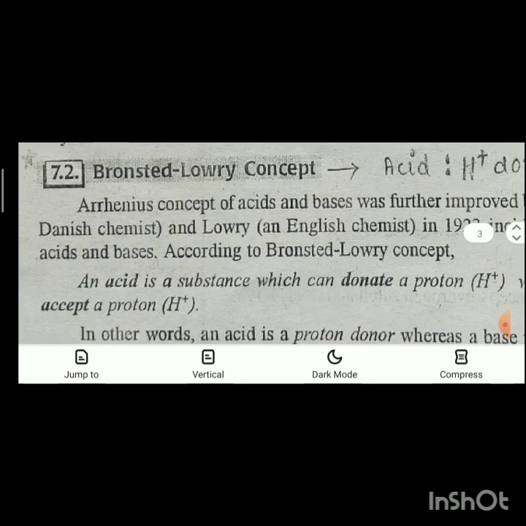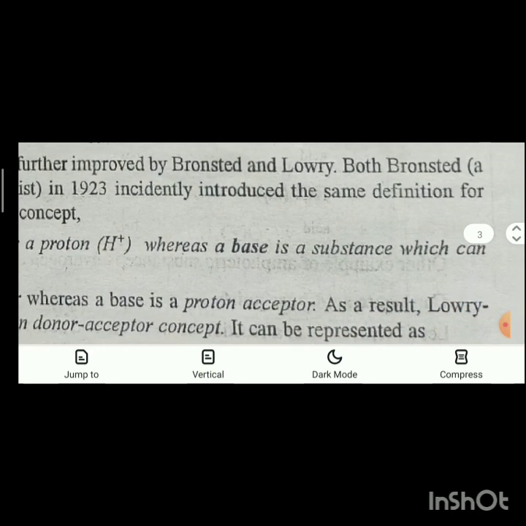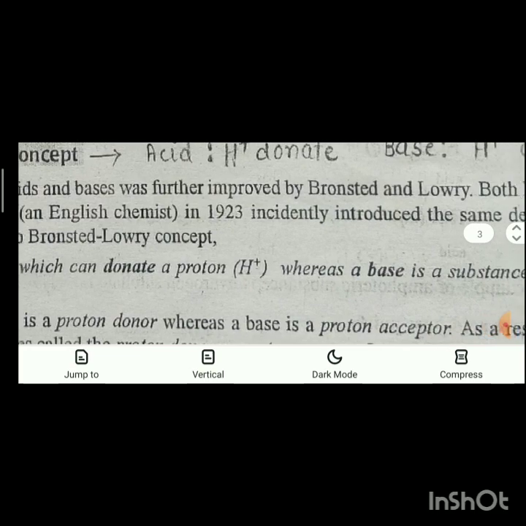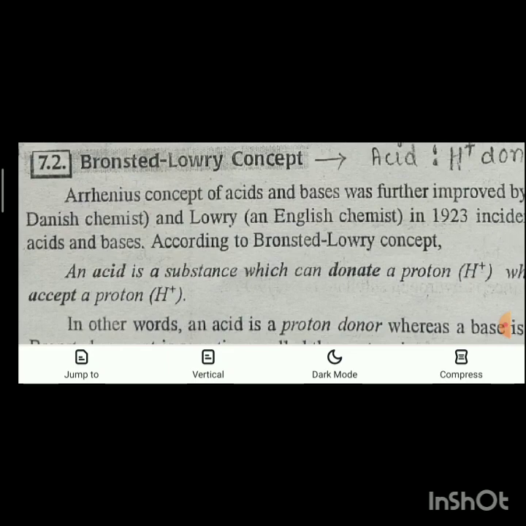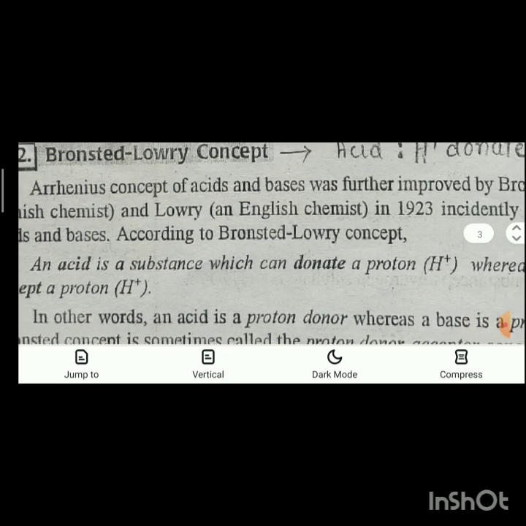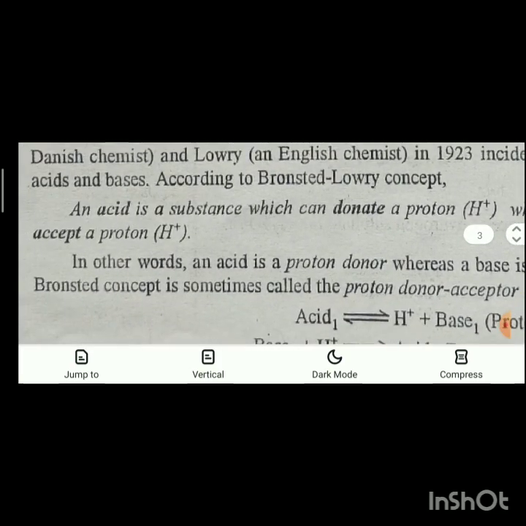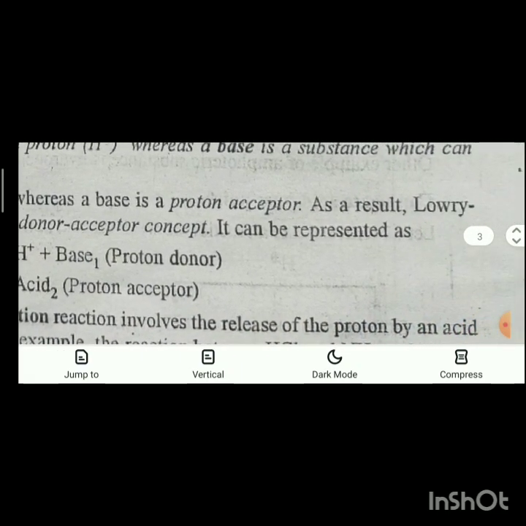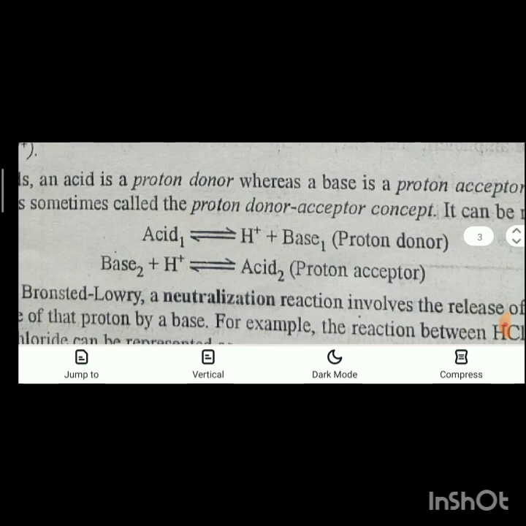Bronsted-Lowry concept. Arrhenius concept of acids and bases was further improved by Bronsted and Lowry. Both Bronsted, a Danish chemist, and Lowry, an English chemist, in 1923, independently introduced the same definition for the acid and bases. According to Bronsted-Lowry concept, an acid is a substance which can donate a proton H+, whereas a base is a substance which can accept a proton H+. In other words, an acid is a proton donor, whereas a base is a proton acceptor. As a result, Lowry-Bronsted concept is sometimes called the proton donor-acceptor concept.